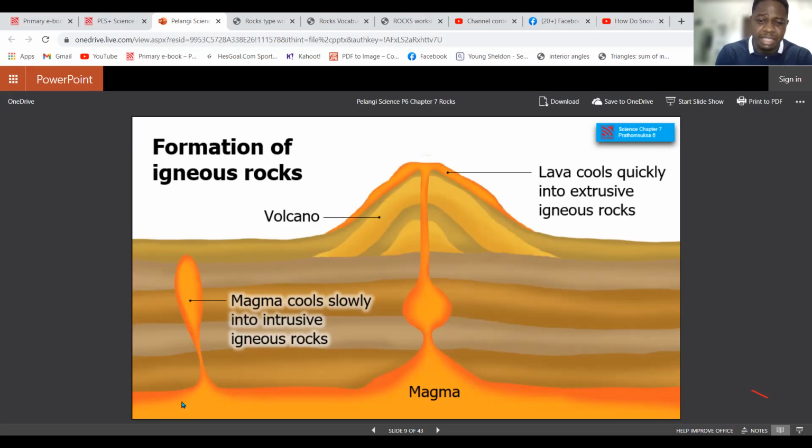But let's go to the second channel here. This magma is trying to get out, but it cannot get out. So it stops here. It cools down slowly. It cannot get out of the surface. So this is an intrusive igneous rock. If it gets out to the surface, it is called an extrusive. If it does not get out, it is called an intrusive.